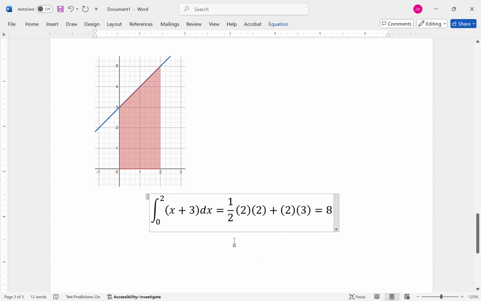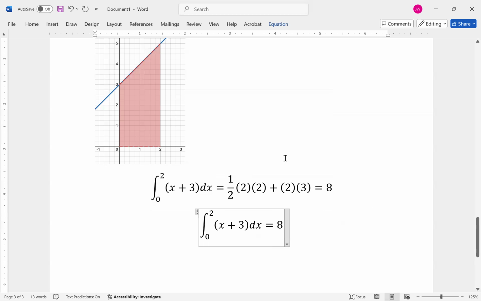So we got the triangle area, 1/2 base times height, and the rectangle area, which was 2 times 3. And together, that gave us an 8. So the definite integral here, the signed area under the curve, becomes 8.